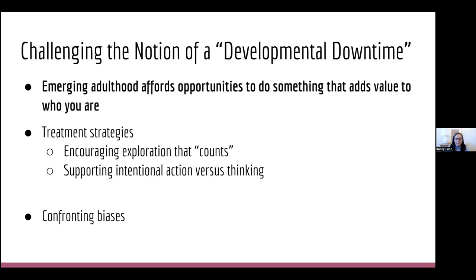So how do we do this in treatment? I'm going to propose two treatment strategies. The first is encouraging exploration that counts. When emerging adults are exploring love, work, identity, and other parts of themselves and their lives, I think it's really important to encourage not just exploration for exploration's sake, but also exploration that is meaningful.